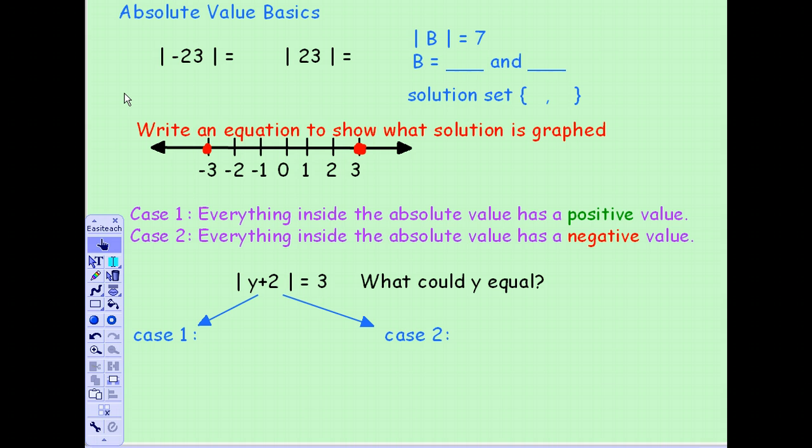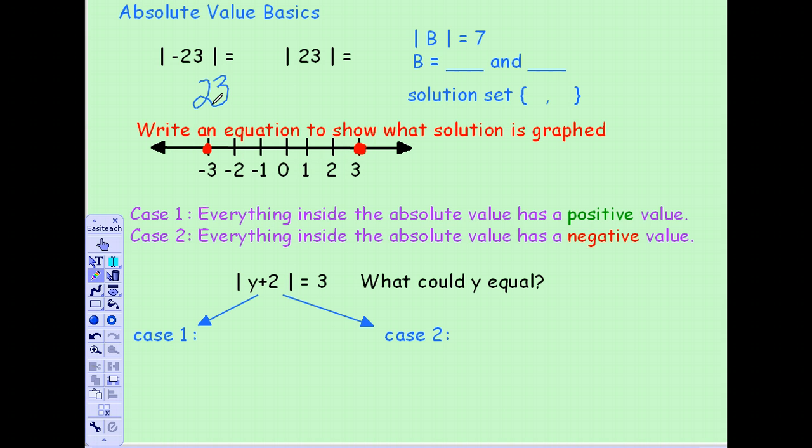In our first example, we're looking at the absolute value of negative 23. We said absolute value is the distance away from 0 on a number line. So the absolute value of negative 23 is positive 23. Because it's a distance, distance can never be negative.